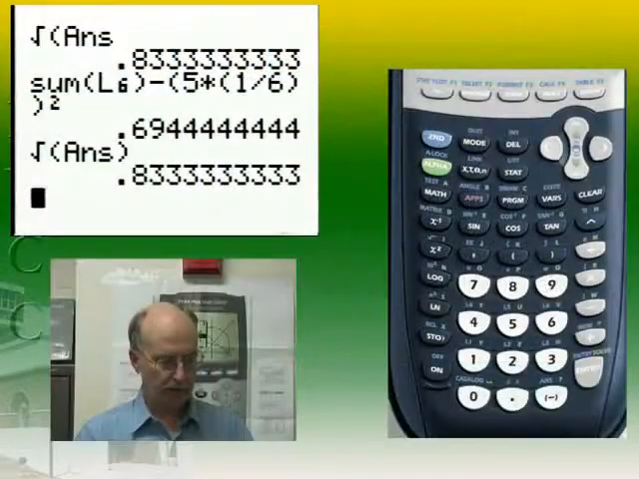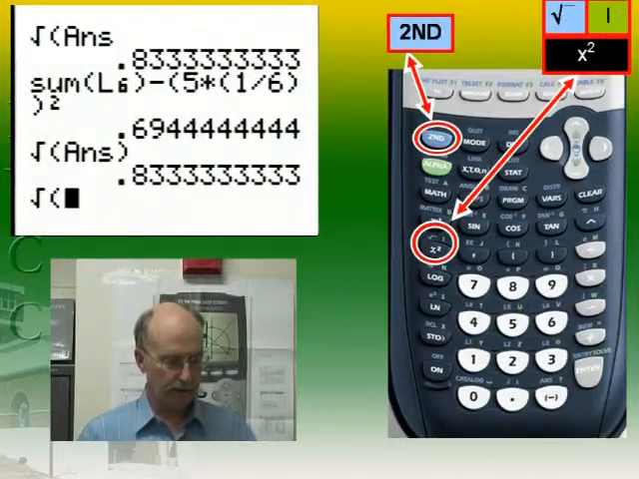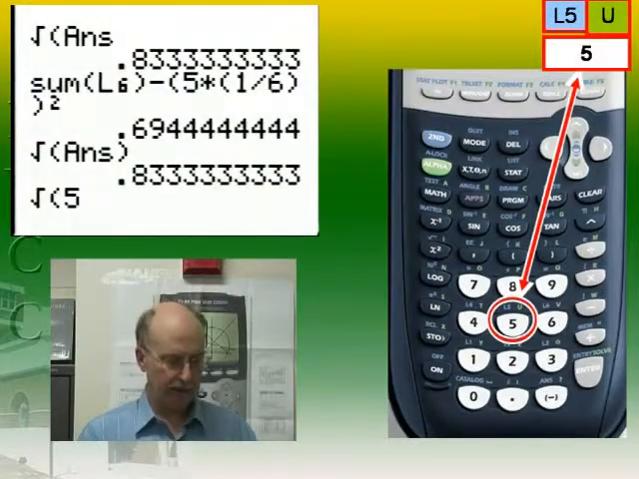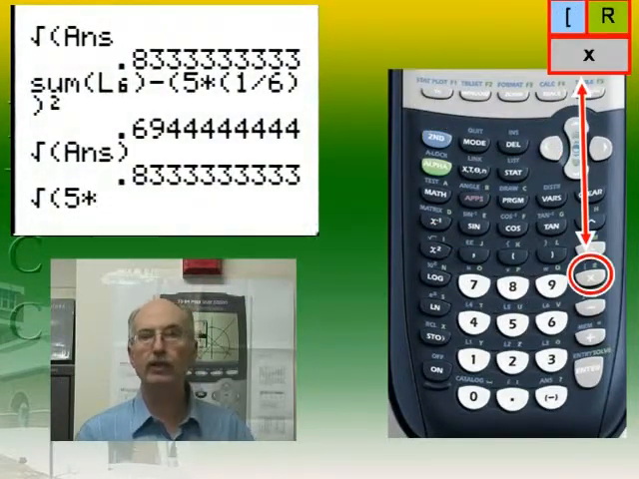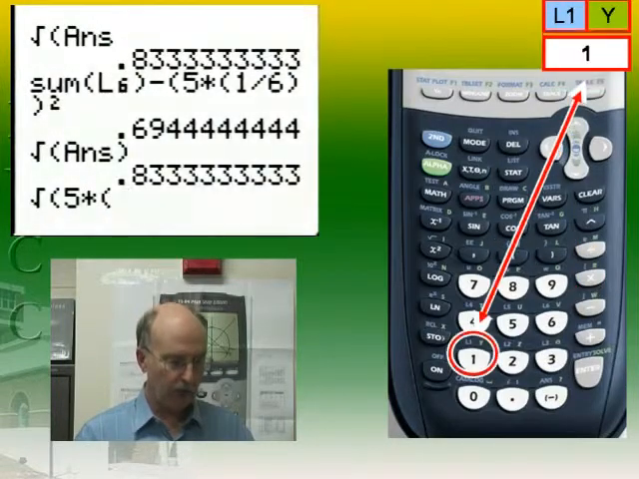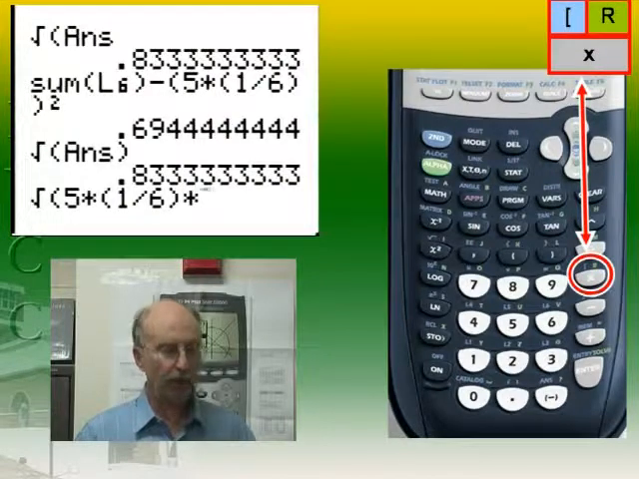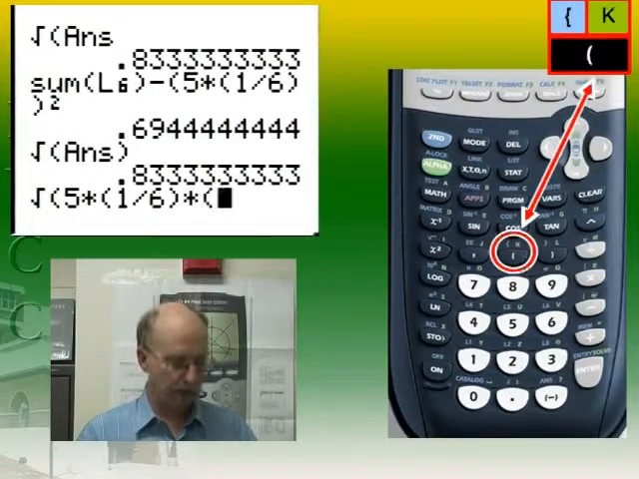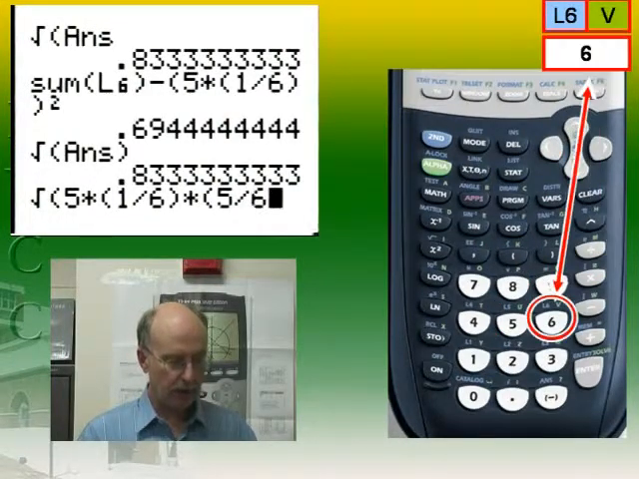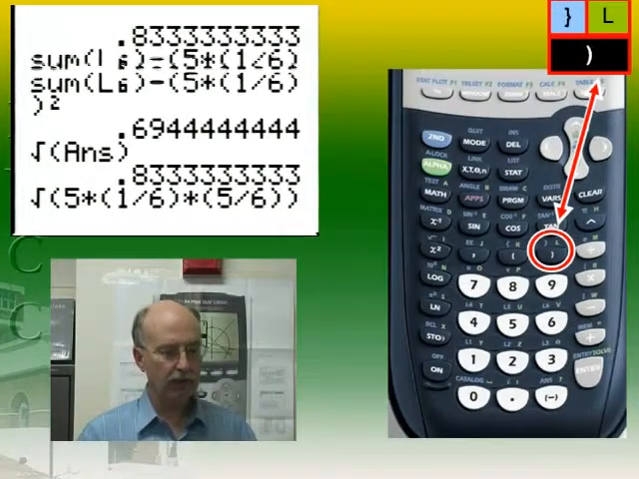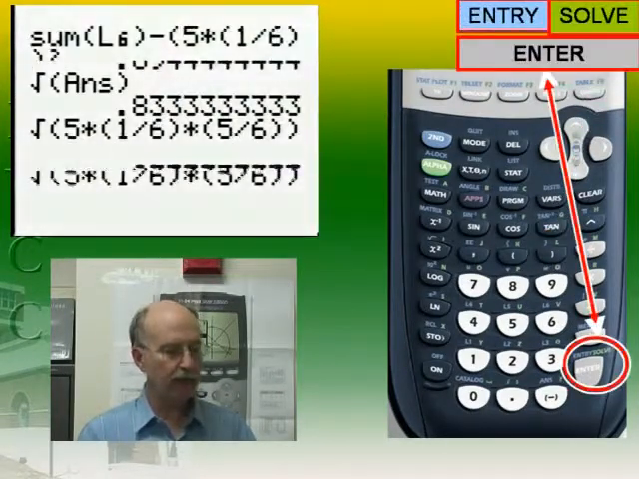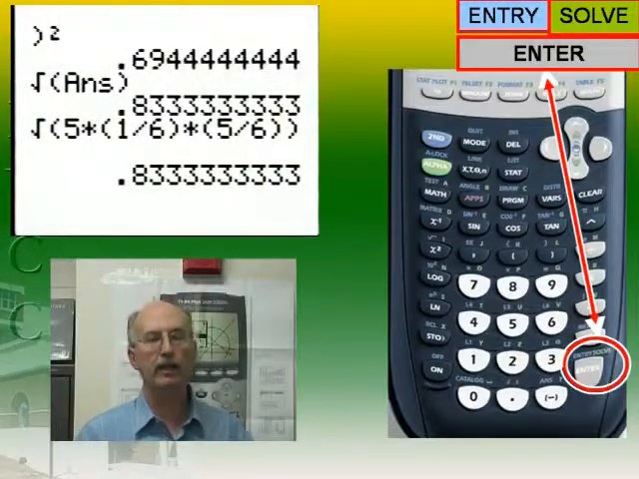Let's try that. We're going to hit second square root, number of trials is 5, times the probability of success is 1/6, parentheses, 1 divided by 6, closing parentheses, times the probability of failure is 5/6, parentheses, 5 divided by 6, closing parentheses, and a closing parentheses for the square root sign. Hit enter, and you can see we get exactly the same answer.